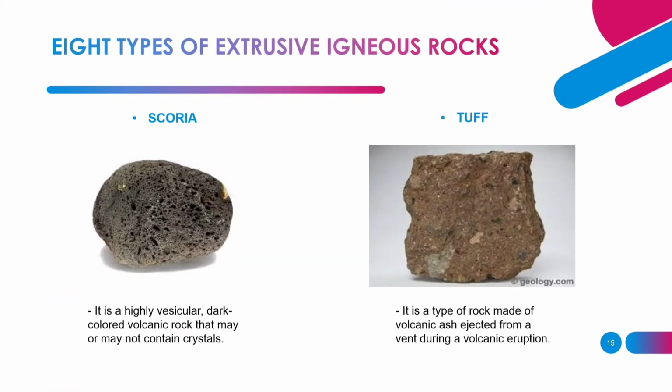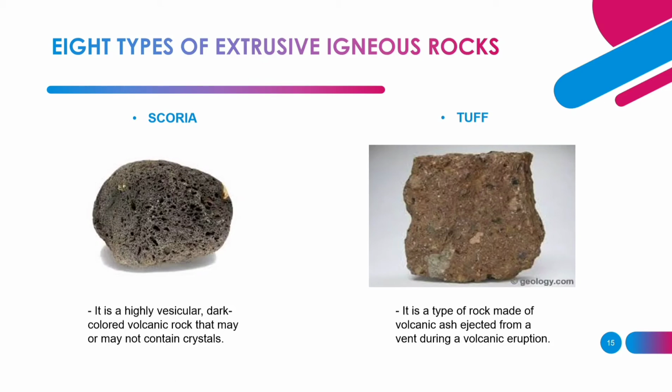Next one is scoria. It is a highly vesicular, dark-colored volcanic rock that may or may not contain crystals. Scoria forms when magma containing abundant dissolved gas flows from a volcano or is blown out during an eruption. As the molten rock emerges from the earth, the pressure upon it is reduced and the dissolved gas starts to escape in the form of bubbles.